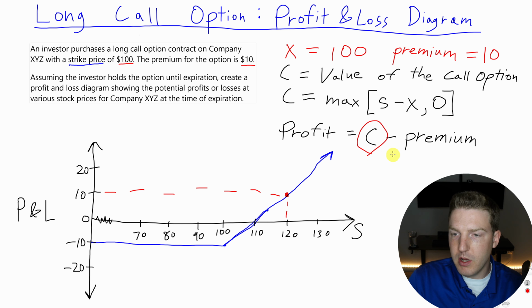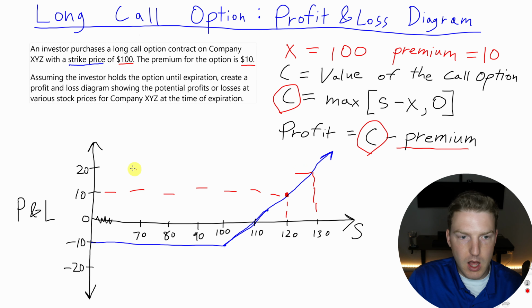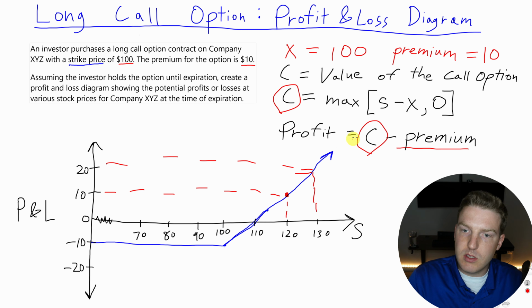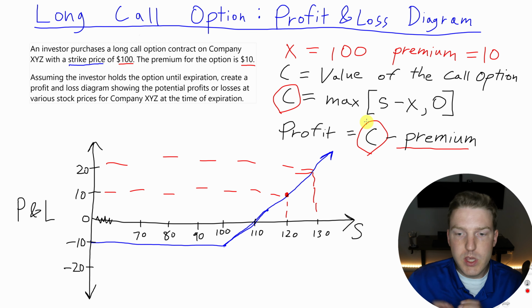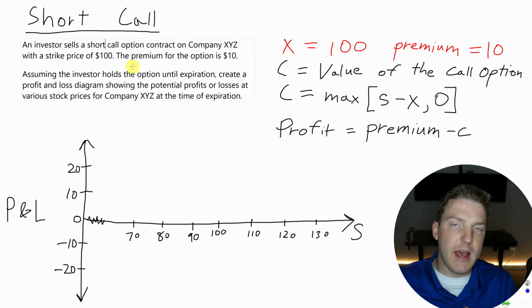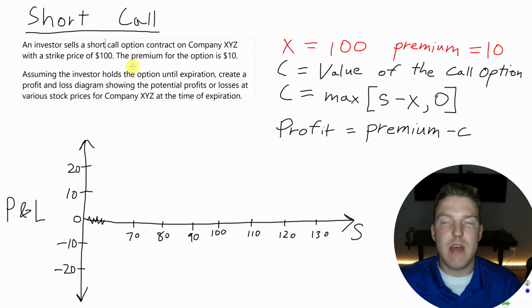However, that $20 is going to be subtracted by the $10 I initially paid, that premium, to come up with my profit of $10. And then you can see as we keep going up, once we get to 130, we're up $30 on the value of our call option, but we paid $10. So really, we're only going to be profiting $20 at that point in time. And so we can just keep continuing this line out into the future. And as long as the stock price keeps going up, we keep making more money as the owner of the call option.